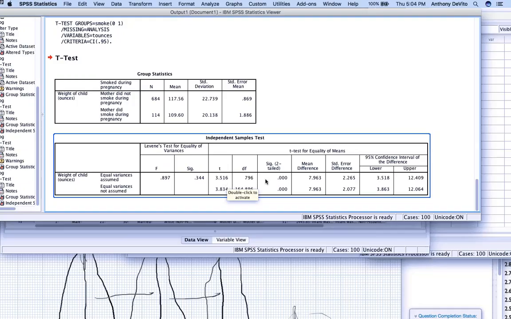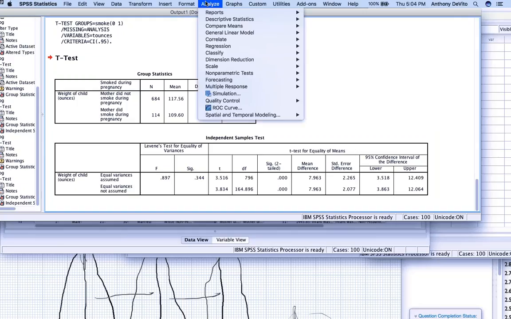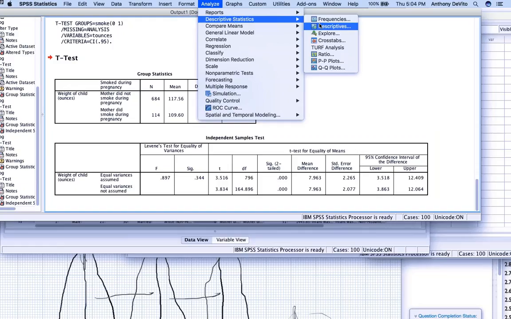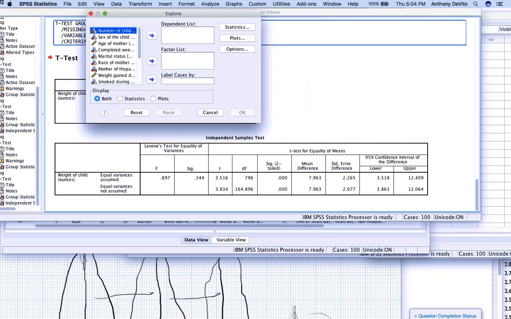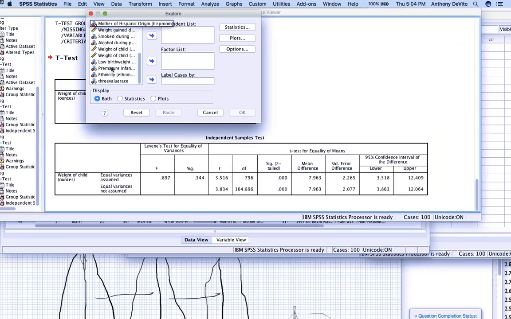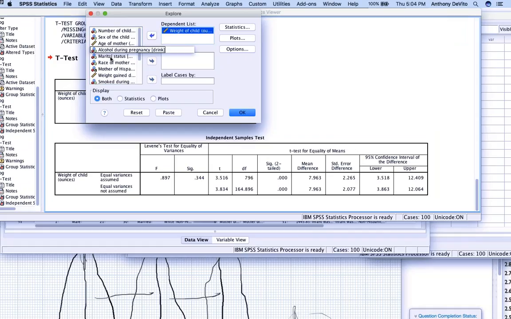Okay, so if I go across here, what's the probability of being wrong if I reject the null hypothesis? It's less than 1/10 of 1%, less than 0.001. So our null hypothesis was there's no difference between the two means. Let's take a look. For instance, if you're doing this as a project, let's go up here, look at descriptive statistics, look at explore. Let's look at the weight of the child in ounces versus the mother's smoking status.